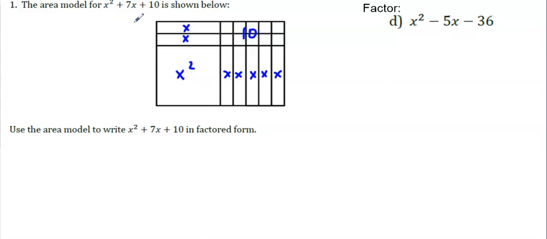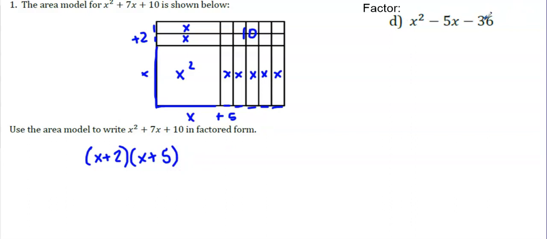So to use the area model, if we have the area by adding up all of the little pieces on the inside equals x squared plus 7x plus 10, then we can also represent the area of this rectangle by a length times a width. So the length here is x plus 5: 1, 2, 3, 4, 5. And then the height is x plus 2. So in factored form, this is x plus 2 by x plus 5.